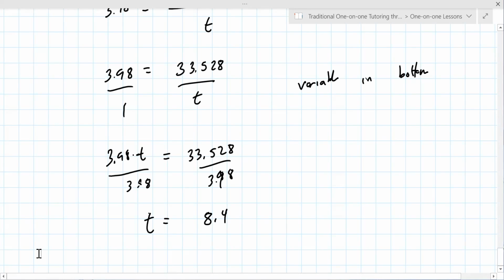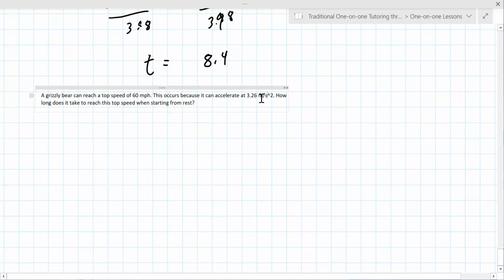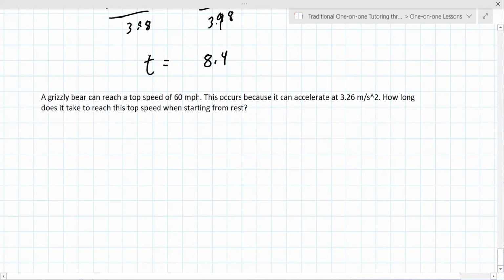Okay, so let's do one like it, and that'll probably close out this session. A grizzly bear can reach a top speed of 60 miles per hour. Probably not true, but let's just assume it is for a moment. This occurs because it can accelerate at 3.26 meters per second squared. How long does it take to reach this top speed when starting from rest? It's essentially the same question, but with different numbers. So I want you to work through this on your own, and I will supply the answer in a few minutes. Let me know if you have any issues along the way.